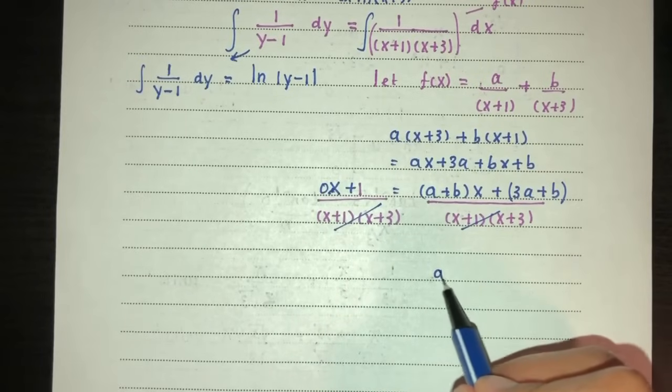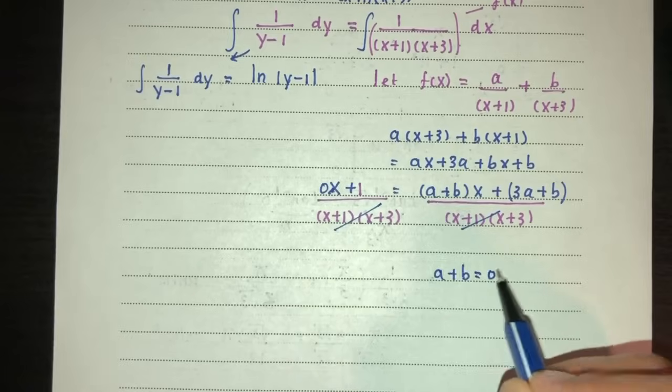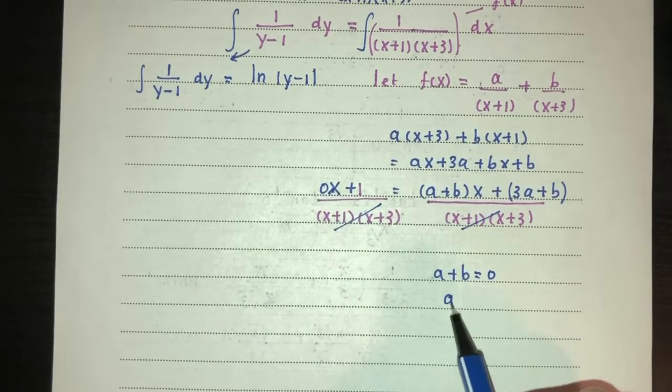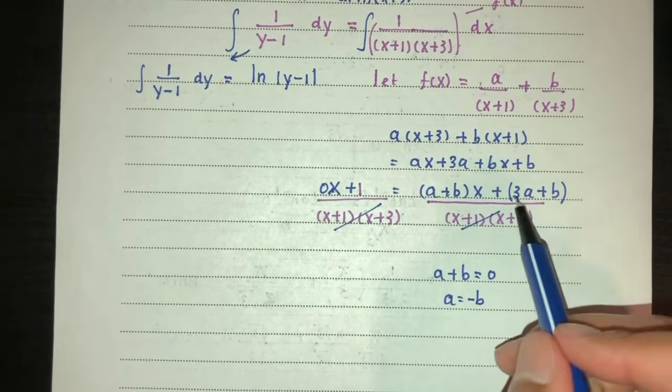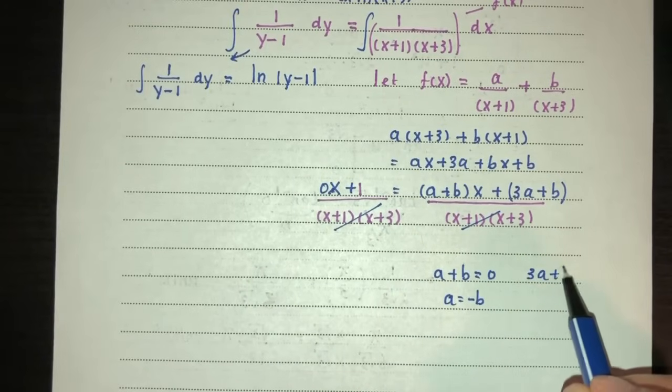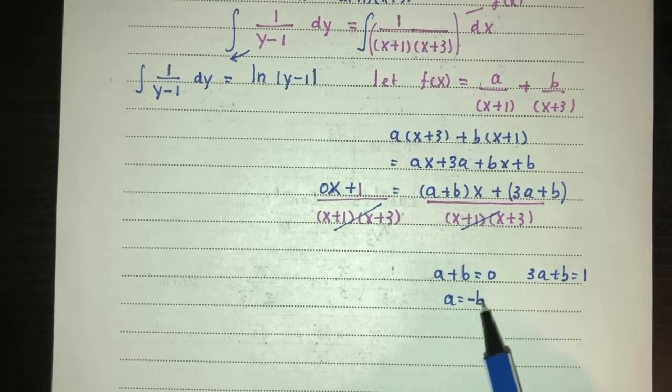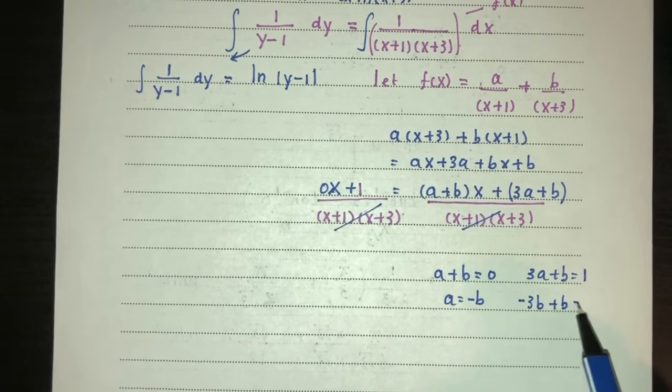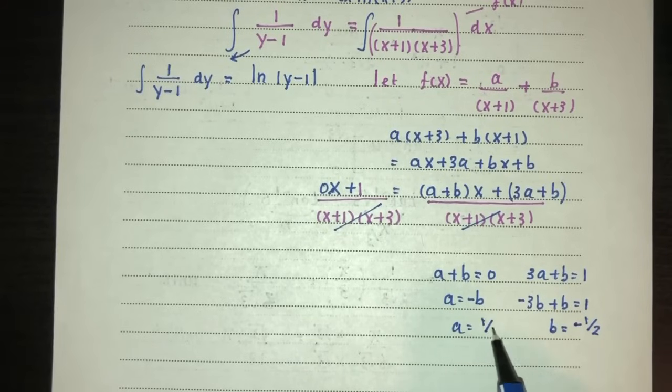Let's write this down here. A plus b is equal to 0 by comparing the coefficients. A will be minus b, and the other one is 3a plus b is equal to 1. So replace the value of a here. You will have minus 3b plus b is equal to 1. So b will be equal to minus half. So a will be equal to half.